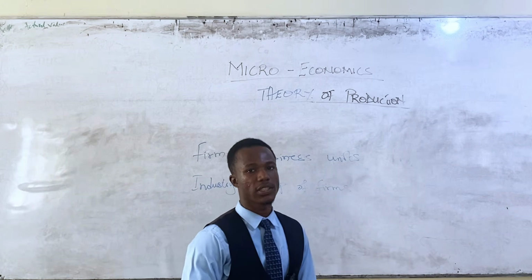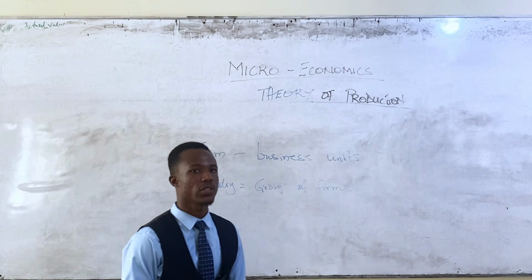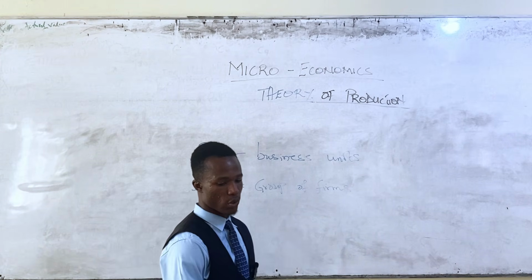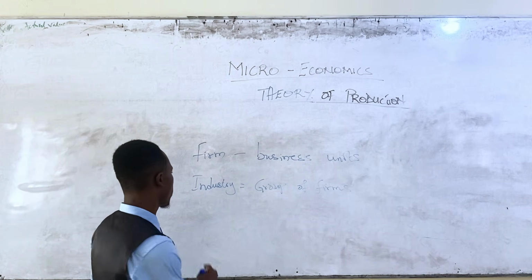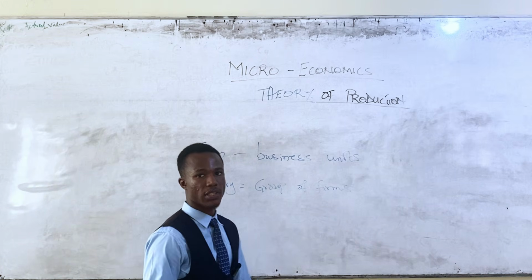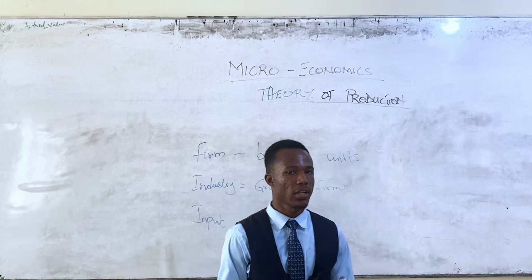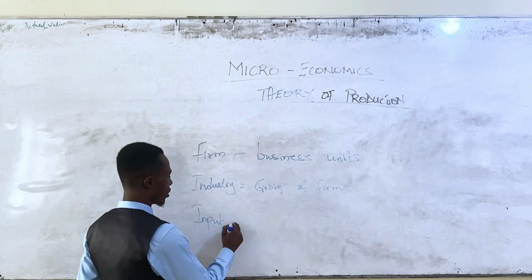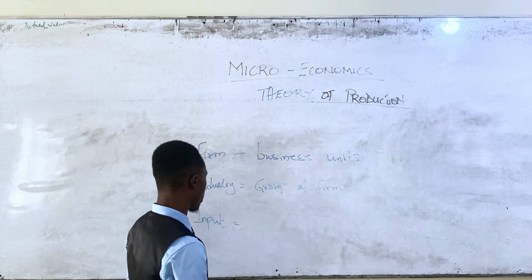Then let's also look at inputs. Under theory of production, when we say inputs, we are talking about the materials or the factors that are being used for production. If you want to manufacture a marker, the materials that you are going to use to manufacture this marker are all inputs. So an input is a factor of production that goes into producing an output.